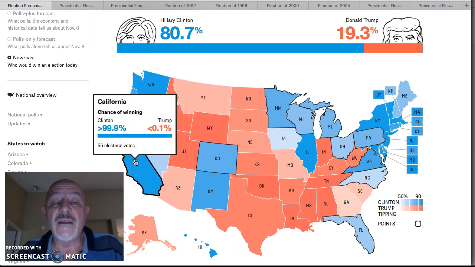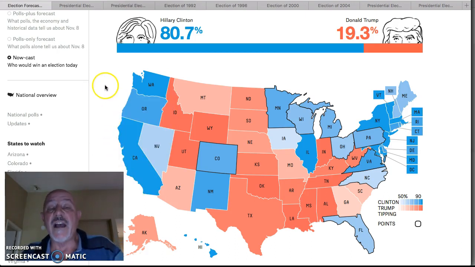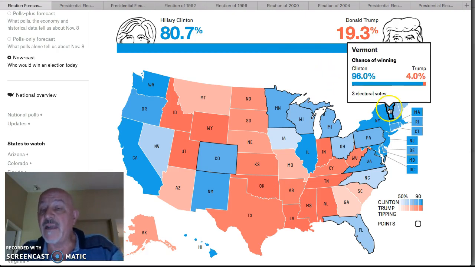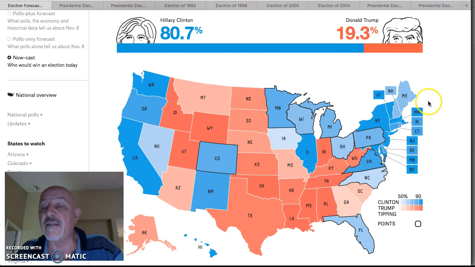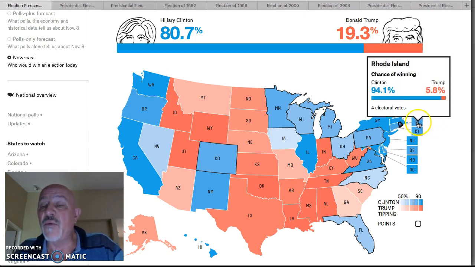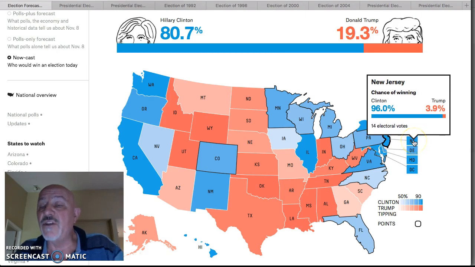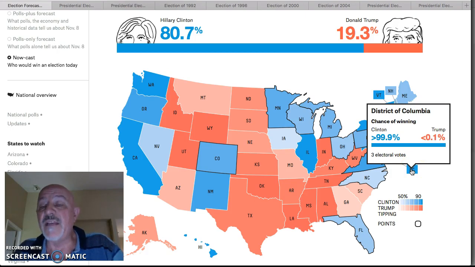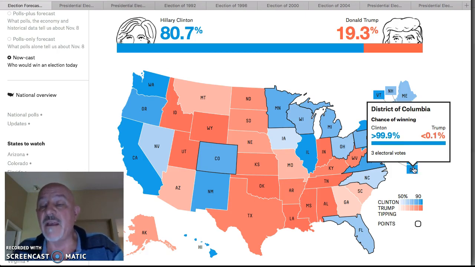New York, Illinois, and California are all in that category. They're all in the neighborhood of 99%. Washington State is right up there, a 98% chance. Vermont, the home of Bernie Sanders, 96%. If we go through the New England states, we've got Massachusetts at 97.6, Rhode Island 94, Connecticut 93, and New Jersey, even though that's Chris Christie's state, a 96% chance it is going to go for Clinton. Delaware, Maryland, and probably the highest percentage chance is the District of Columbia. It is a very Democratic area.